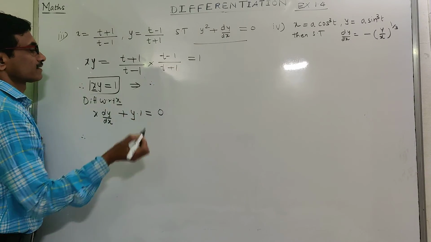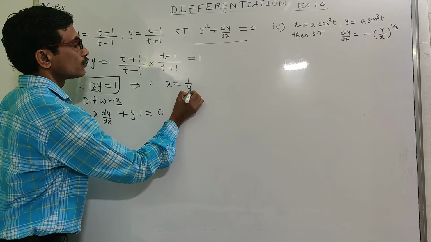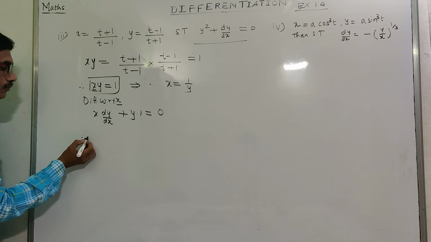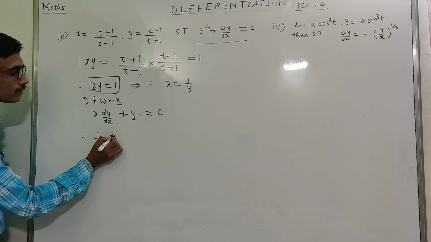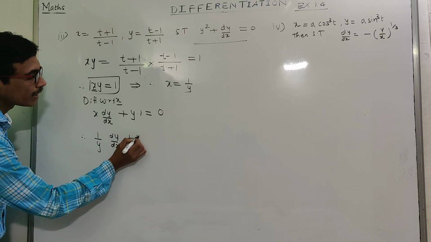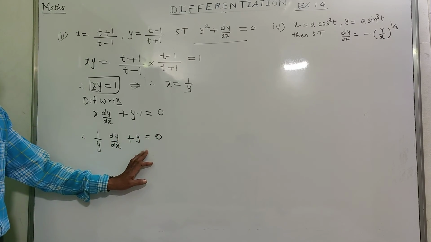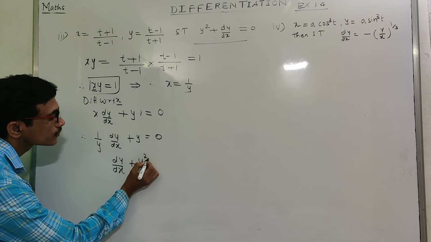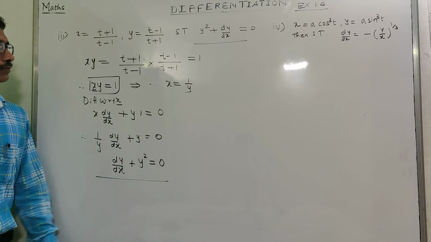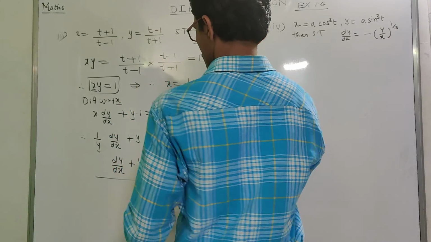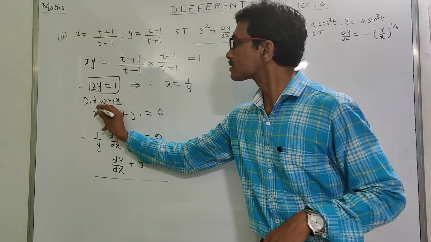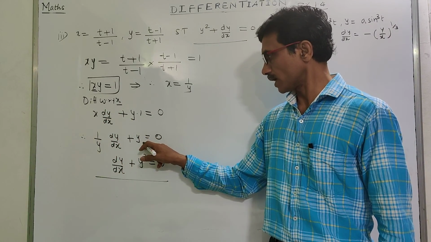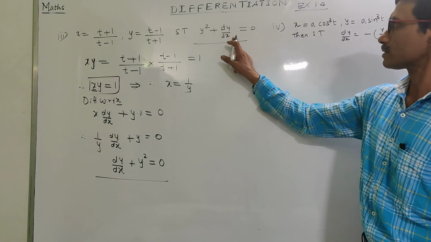Therefore x will be equal to 1 upon y. Okay, x is 1 upon y, we replace here. So therefore 1 upon y into dy by dx plus y is equal to 0. Cross multiplication will give us dy by dx plus y square is equal to 0, which is required to show. We want to show y square plus dy by dx is equal to 0. So this x we replace by 1 upon y, so 1 upon y dy by dx plus y, and taking cross multiplication we will get the result.